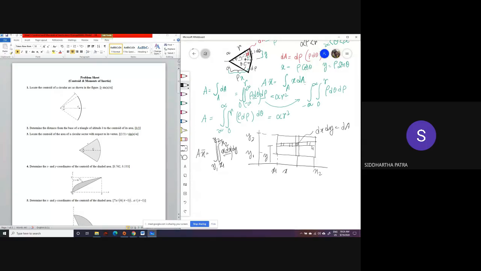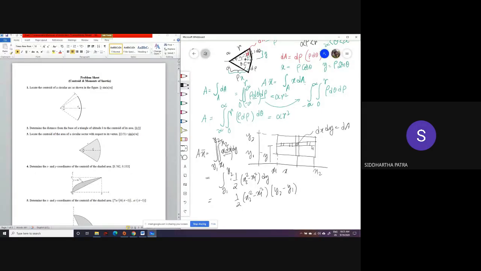So we can always treat y as a constant. I need to integrate this quantity, which would turn out to be half of x2 squared minus x1 squared times dy. Then when I do the next step, it becomes half of x2 squared minus x1 squared times y2 minus y1.